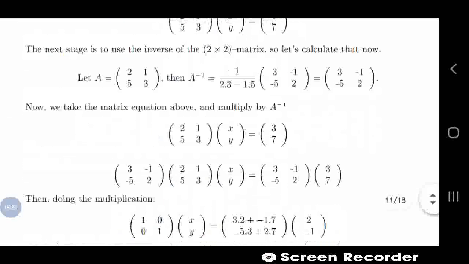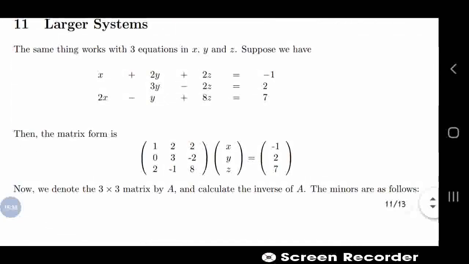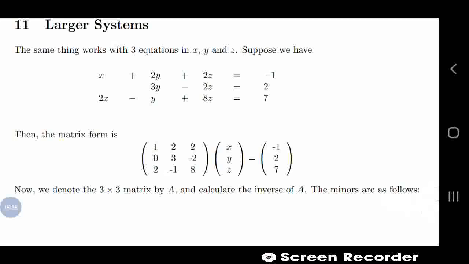So like this, these procedures you have to think, practice, and you have to solve. And if you get a higher matrix, more questions, so 1 2 1, 2 0 3 minus 2, large system, it is 2 minus 1 8, x y z and minus 1 2 7. See, this one you have got. Okay, this is the big system.